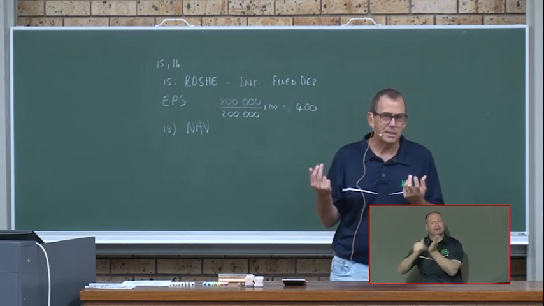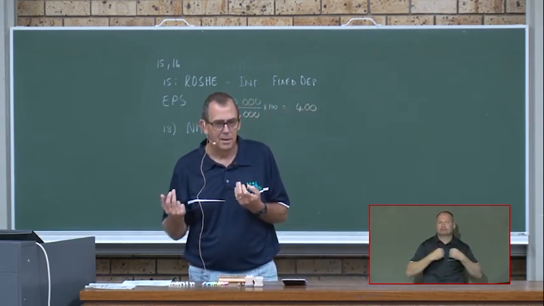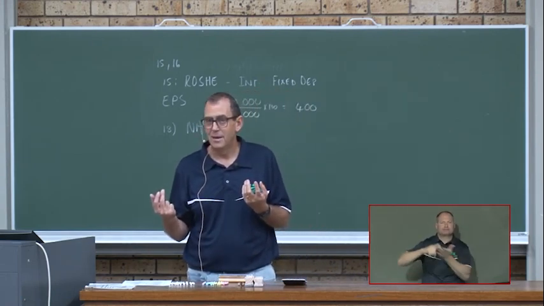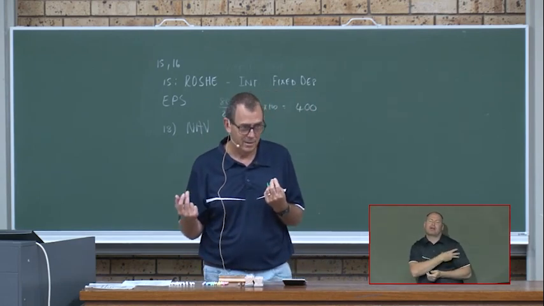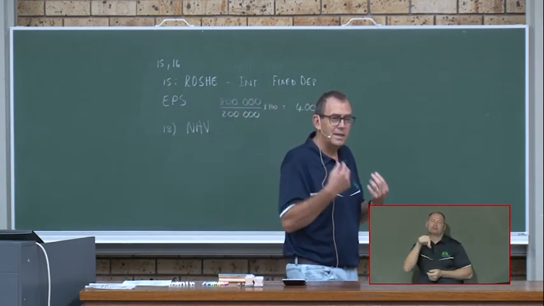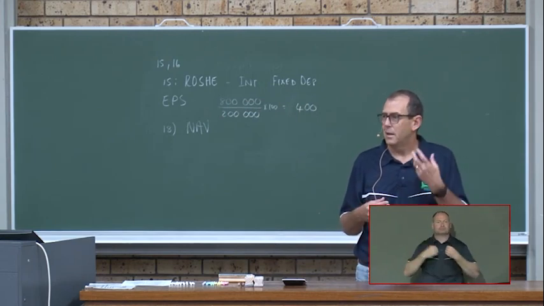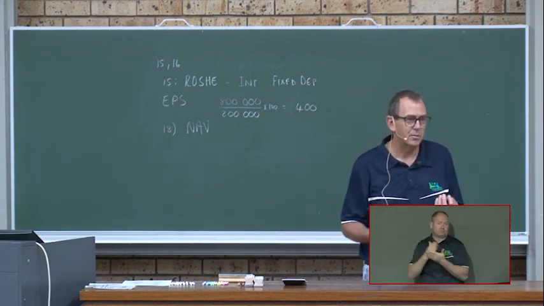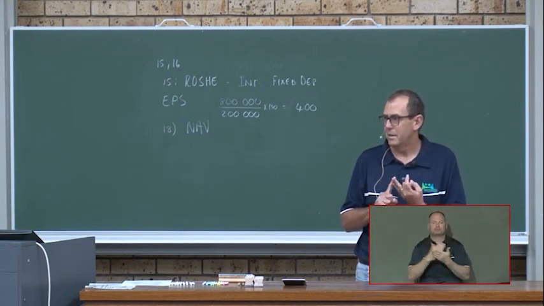And assets minus liabilities is what? Owner's equity. Am I right? So what is net asset value per share? What is my owner's equity per share? And what is my owner's or shareholder's equity? Share capital and retained income.